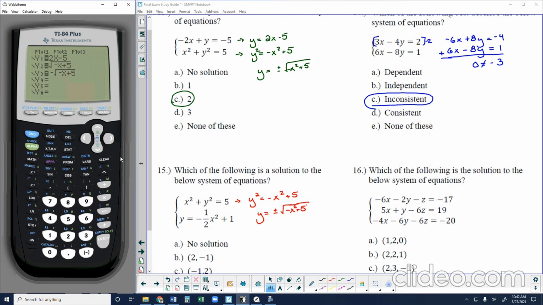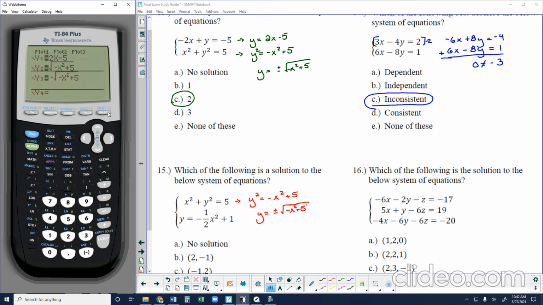Let me go back and do the previous question, 13. I did make a mistake on 13. I should have inserted a squared there. Hopefully you did catch that when I was working on this, but I should have had x squared here. So let's revisit problem 13 real quick.